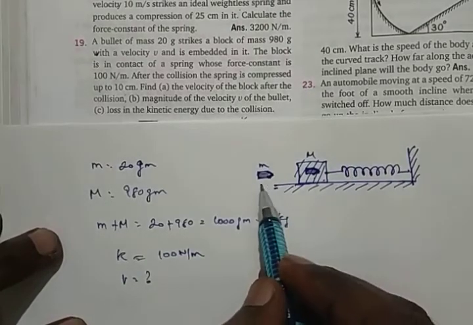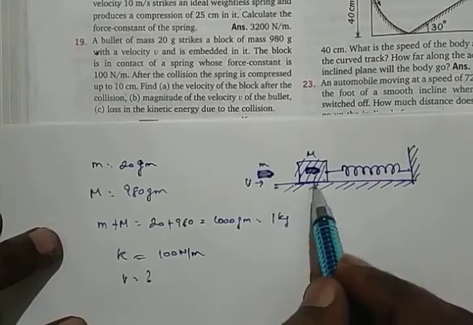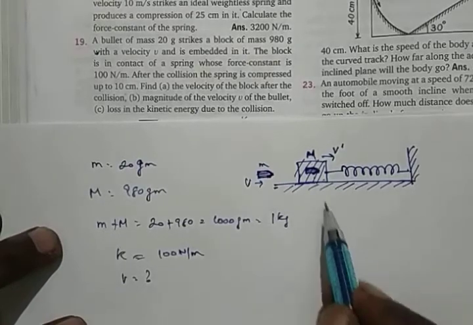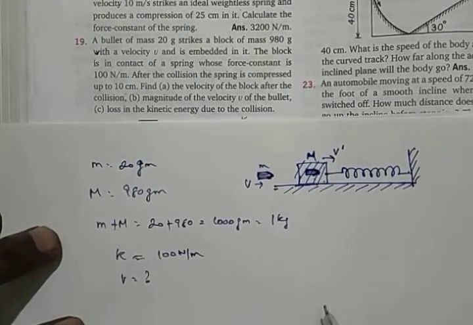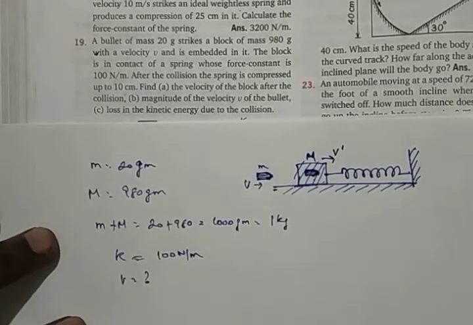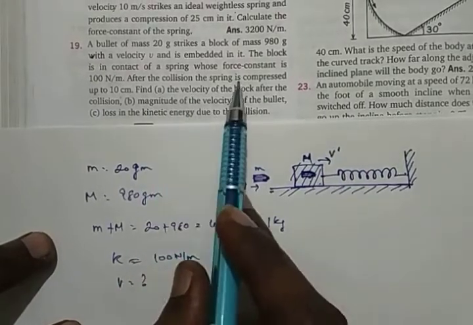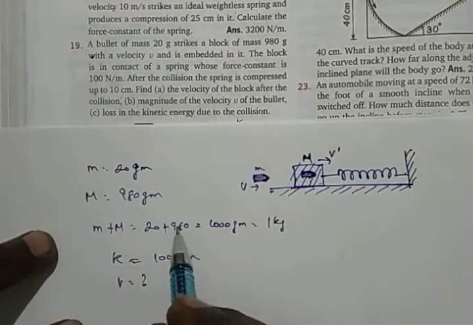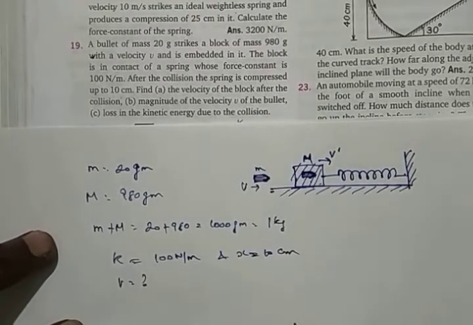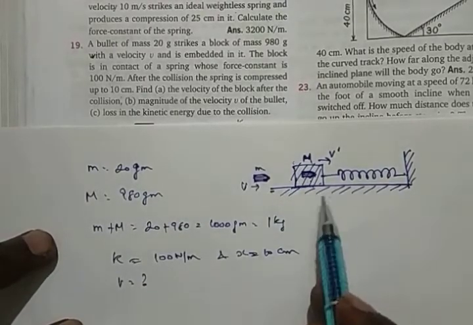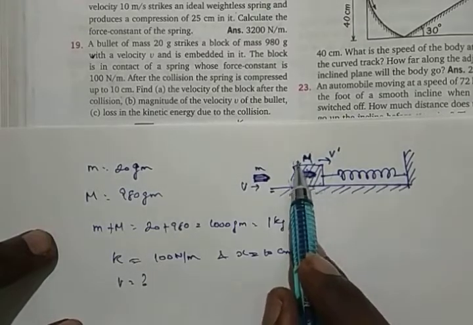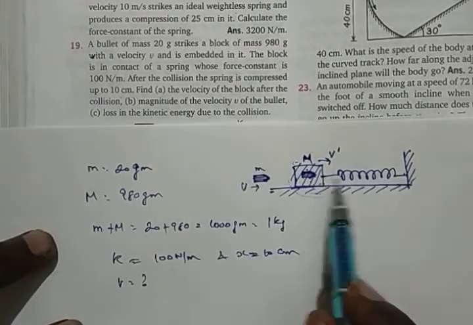So this v is the velocity of this one, and when this one moves, it moves with the velocity v dash. This is the block when it moves. So how much distance did it move inside? It moved for a distance of 10 centimeter, so x is equal to 10 centimeter. The first thing is, kinetic energy of this one is equal to potential energy of the spring. As soon as it is buried inside, the total mass is the one which you need to consider.